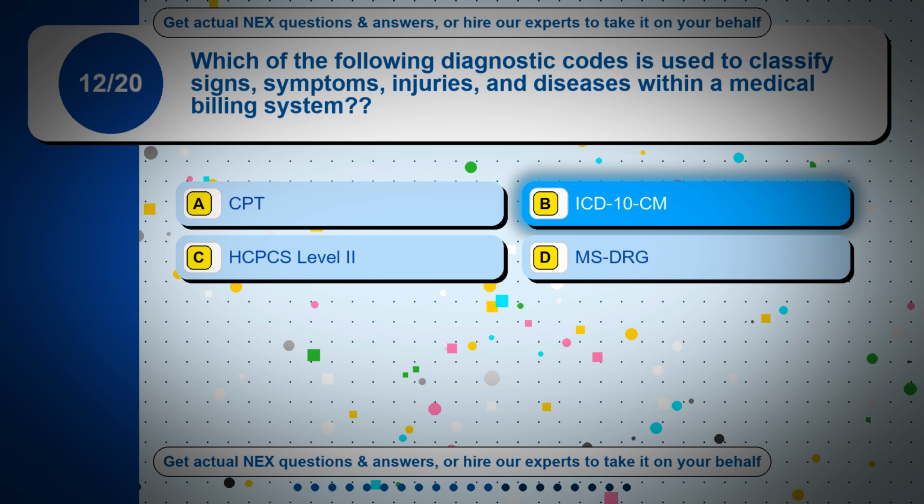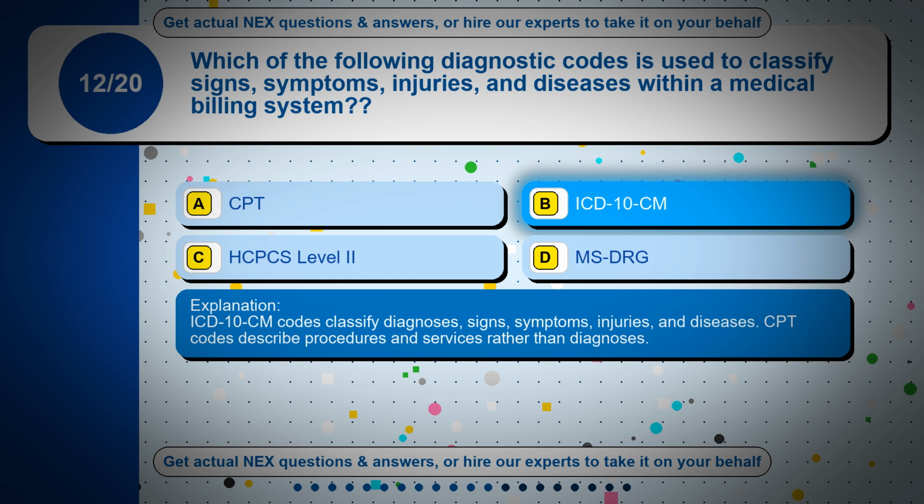ICD-10-CM. ICD-10-CM codes classify diagnoses, signs, symptoms, injuries, and diseases. CPT codes describe procedures and services rather than diagnoses.